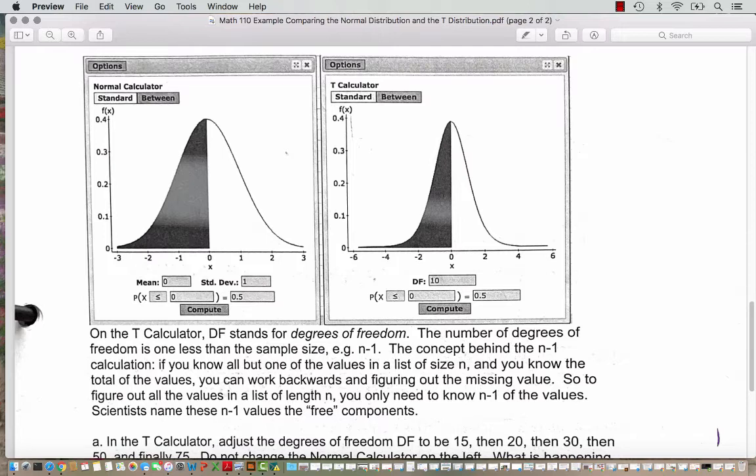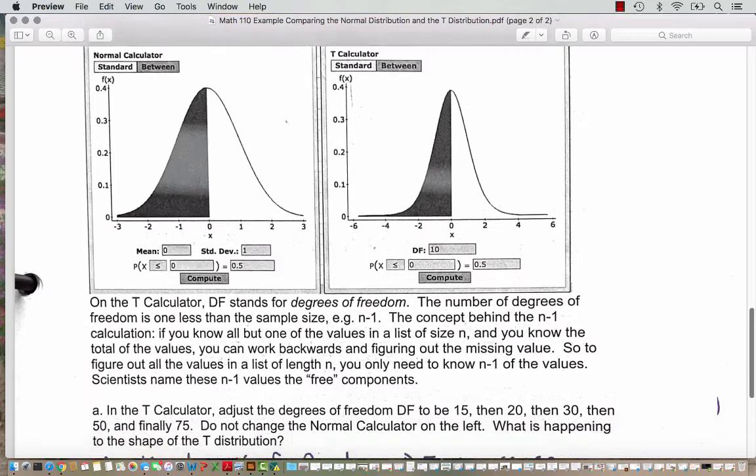The concept behind the n-1 calculation: if you know all but one of the values in a list of size n, and you know the total of the values, you can work backwards and figure out the missing value. So to figure out all the values in a list of length n, you only need to know n-1 of the values. Scientists name these n-1 values the free components.